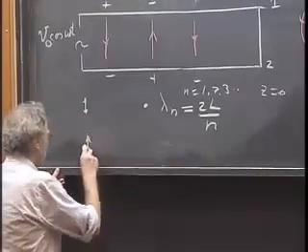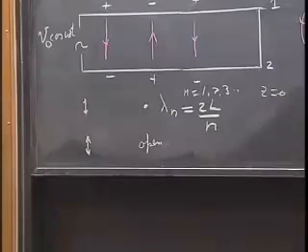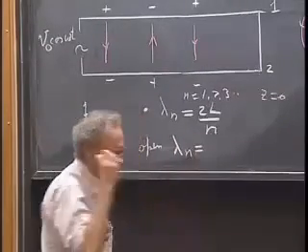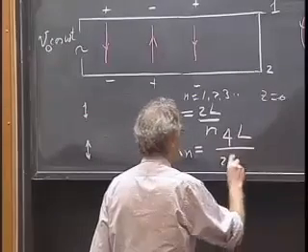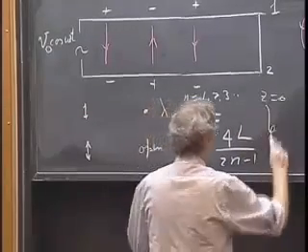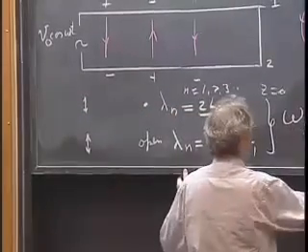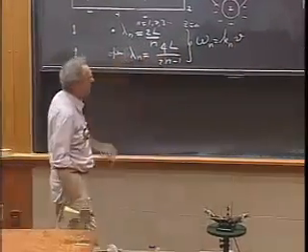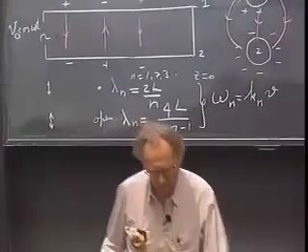You can also wiggle it here and leave this end open. We even discussed that and I even demonstrated that. In which case, you get resonance for lambda of n equals 4L divided by (2n minus 1). And of course, the frequency at which you reach that resonance, omega of n, is always k of n times the speed of propagation, which in this case is the speed of light. And k of n is then 2 pi divided by the wavelength.